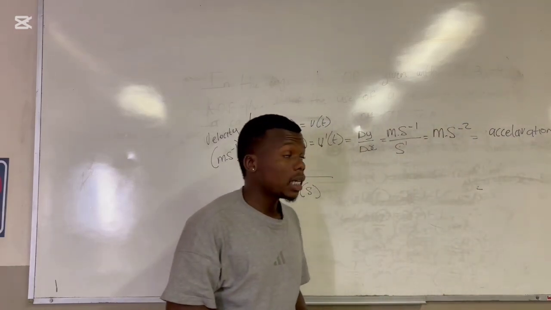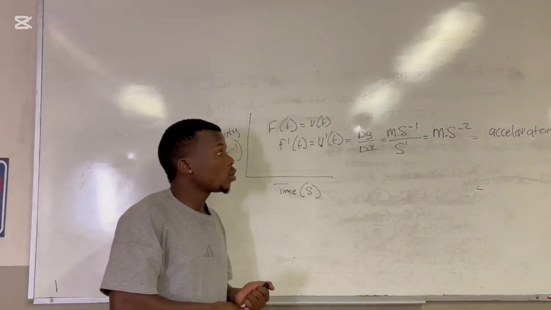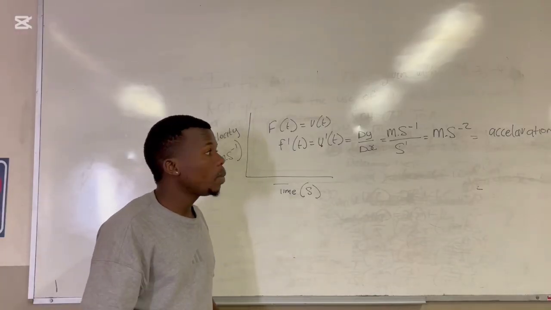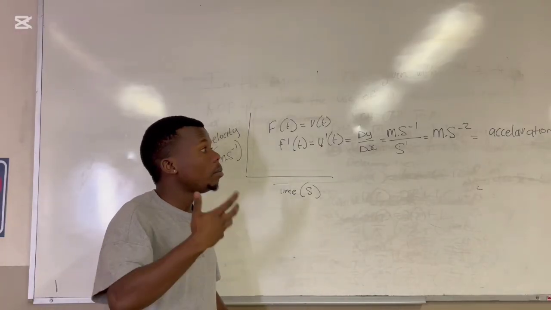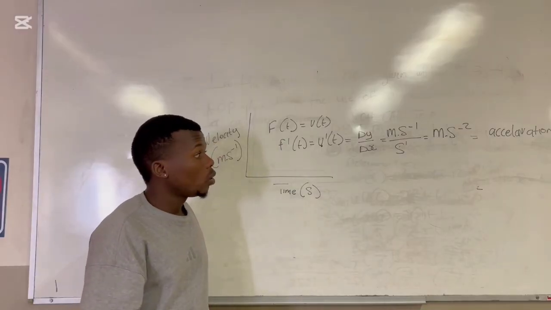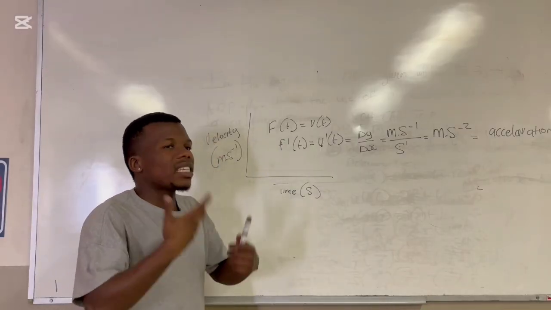It means, my friend, if you are given a function of velocity versus time, or a function of velocity with respect to time, and you want acceleration, you must derive your velocity function with respect to time. Let's make an example.